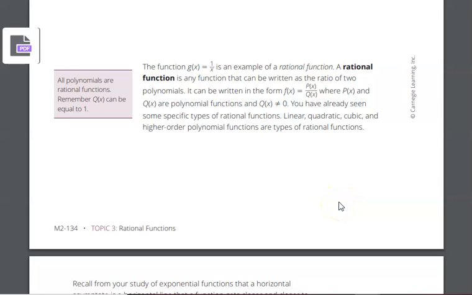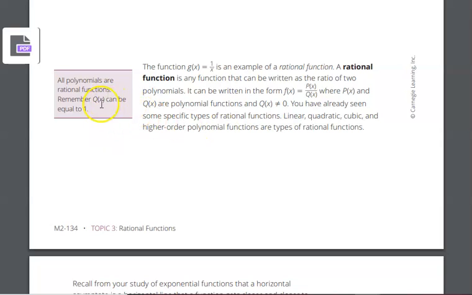Welcome to lesson 2.3.1, rational functions. A rational function is the ratio of any two polynomials that can be written in the form f of x equals p of x divided by q of x. Of course, q of x cannot equal 0.